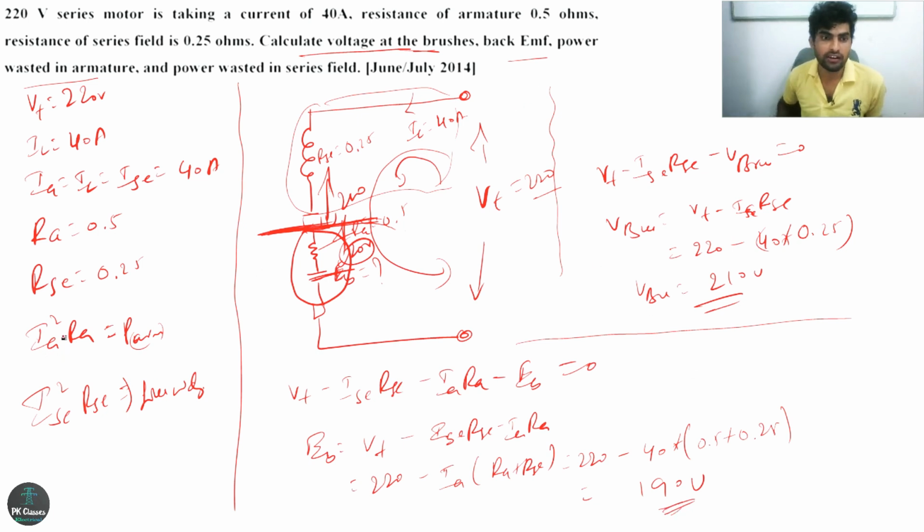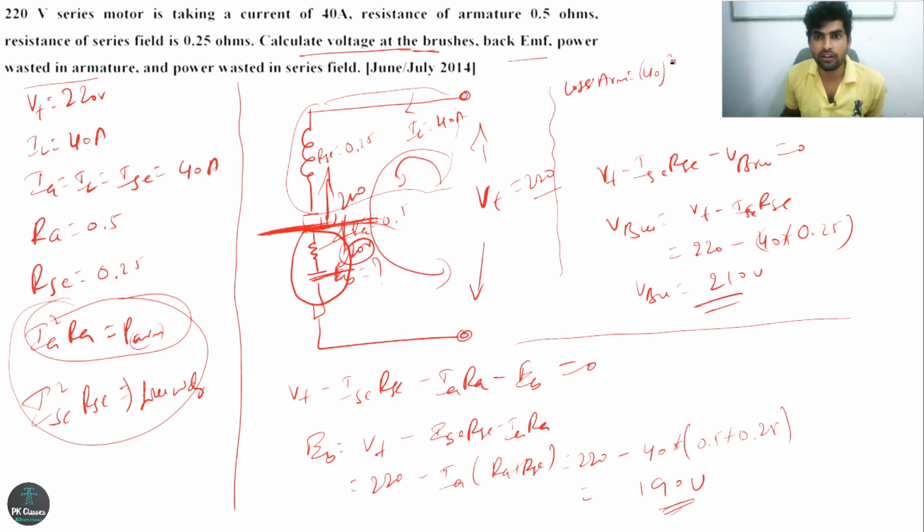Now we need to calculate losses across armature and the losses across series field winding. So power wasted in armature is equal to IA square, 40 square into 0.5. We will get 800 watts, and loss in the series field winding, IA square into RSC. So 40 square into 0.25, as IA is equal to IL is equal to ISC, okay? Finally, you will get 400 watts. So here 800 watts, here 400 watts wasted.